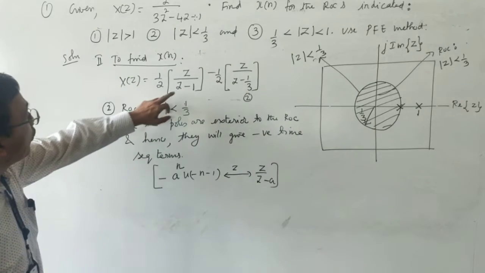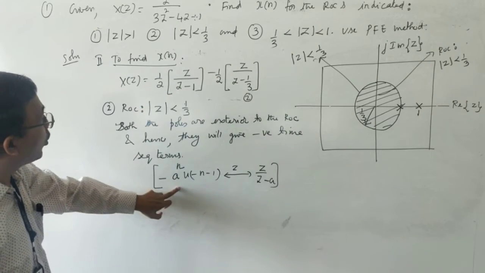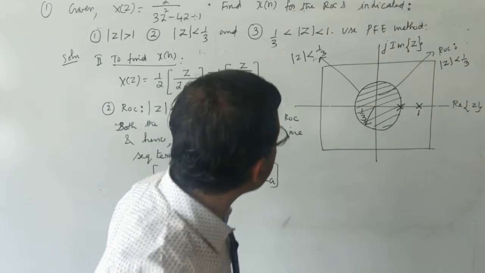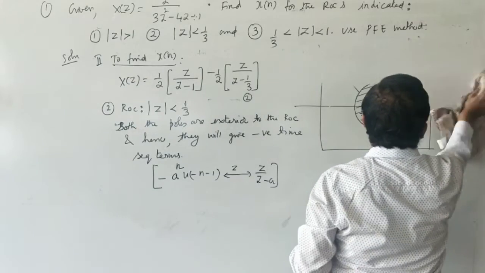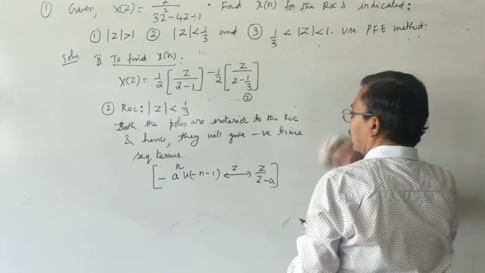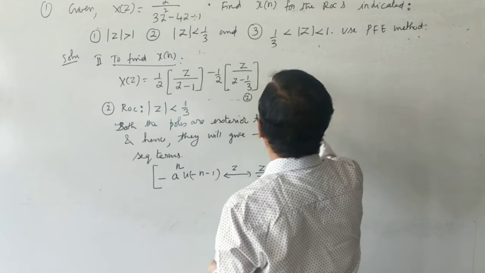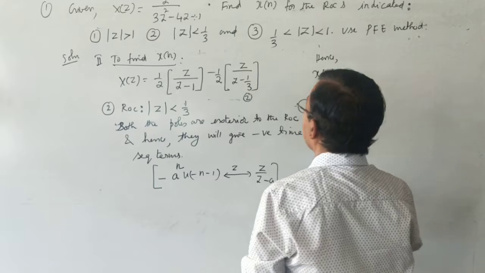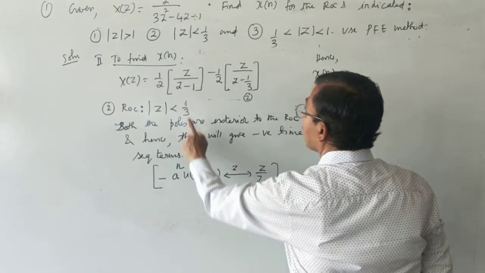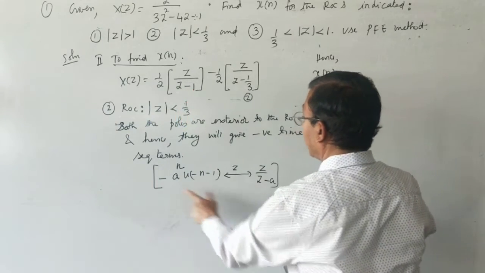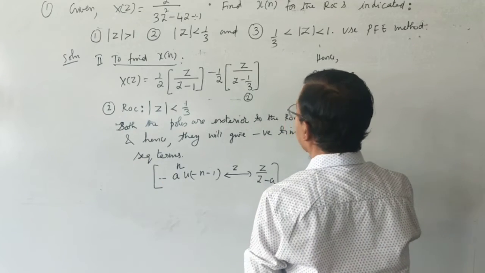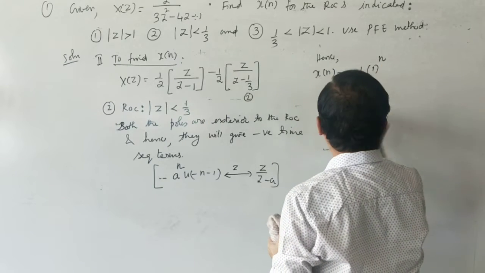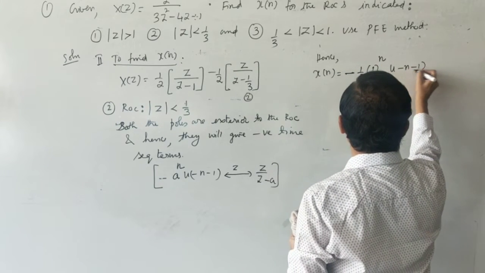That means the inverse of this will be found using this formula. Inverse of this also will be found using this formula. Hence, what is x of n? Find the inverse of this. Hence, x of n equals half. See, what is the inverse of this? Minus half into 1 to the power n into u of minus n minus 1.